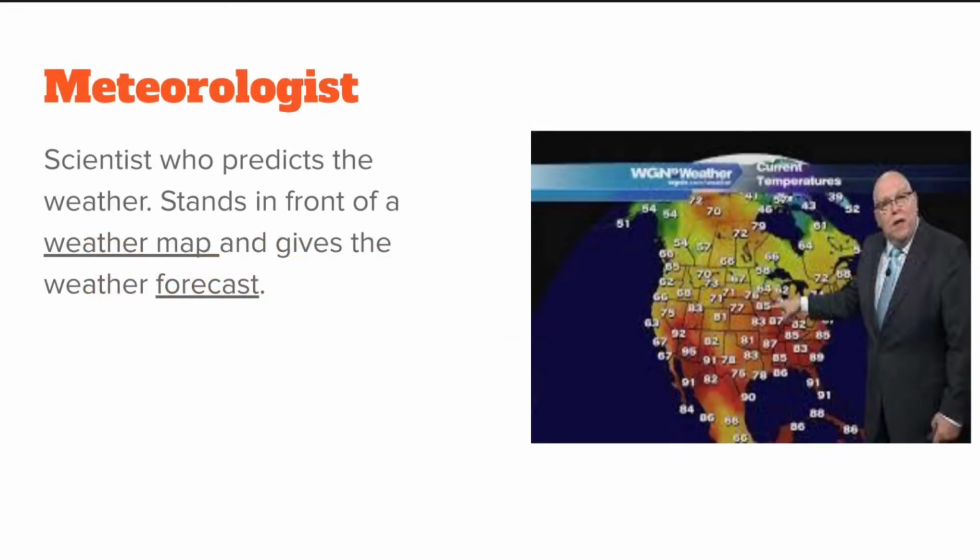So what do we call a professional whose job it is to predict the weather? Well, that's a meteorologist. In this picture here is Tom Skilling. This is the guy that makes those weather blogs that we've been looking at for half the school year now. By definition, a meteorologist is a scientist who predicts the weather. You can see they usually stand in front of a weather map and give a weather forecast.